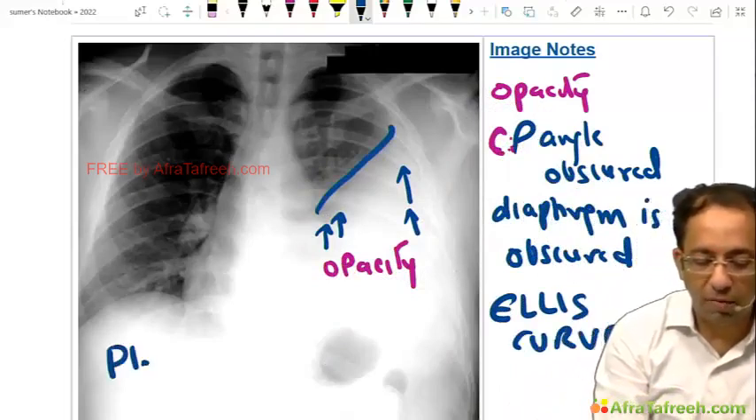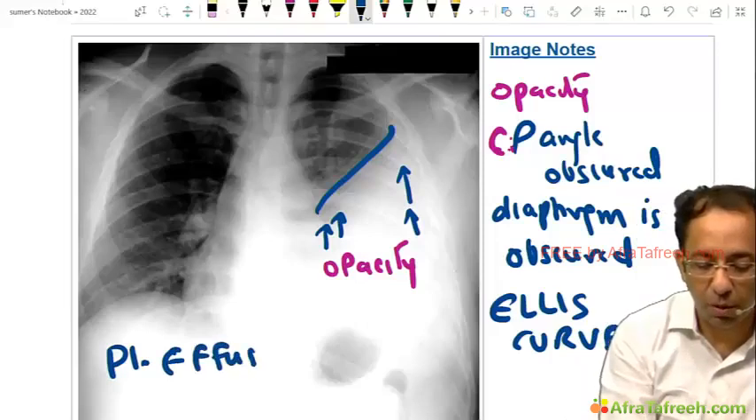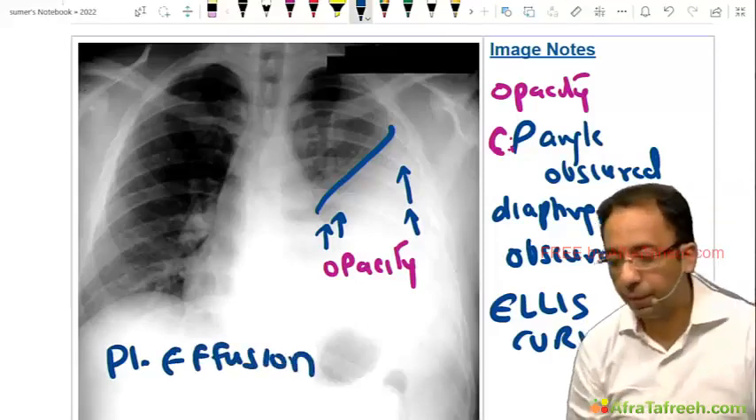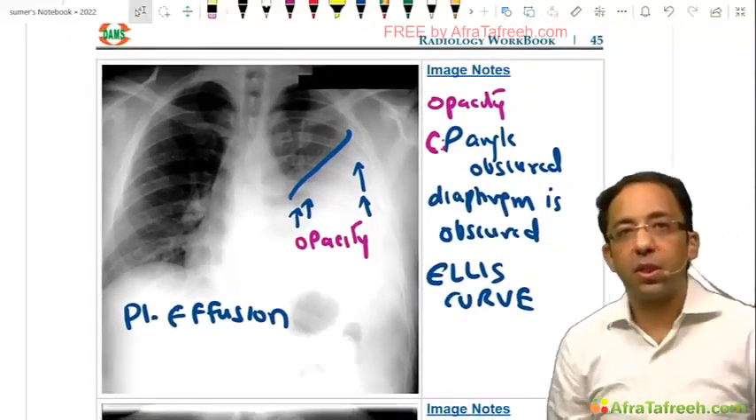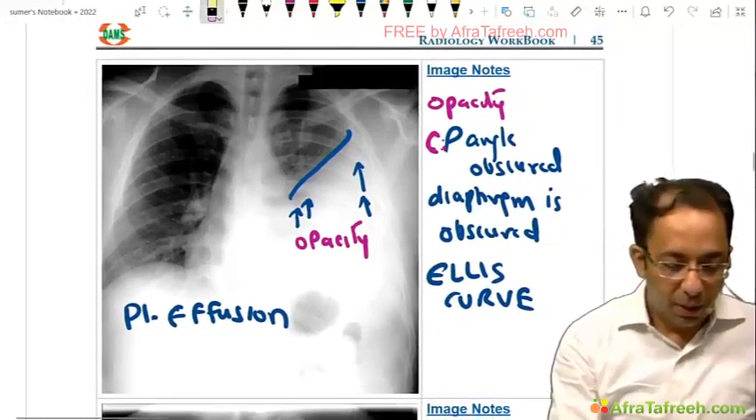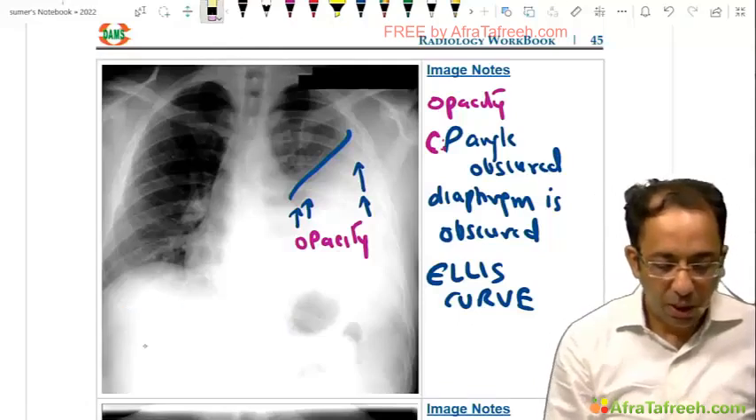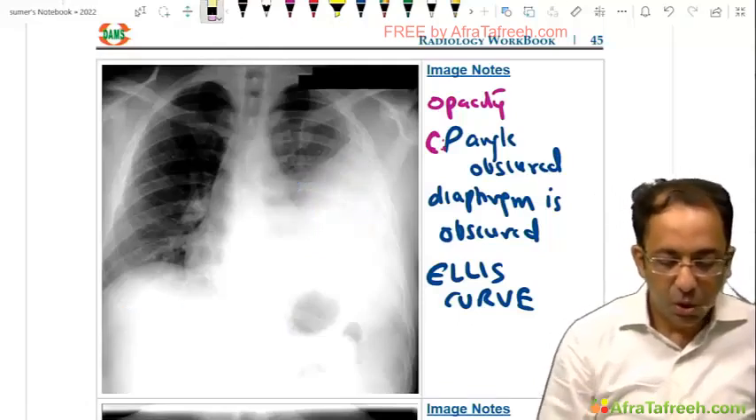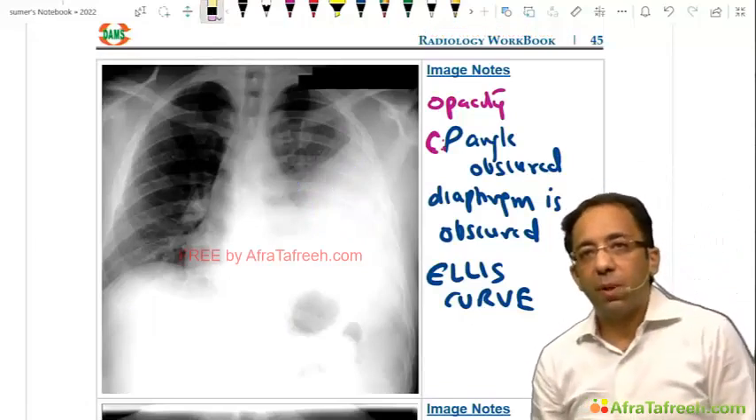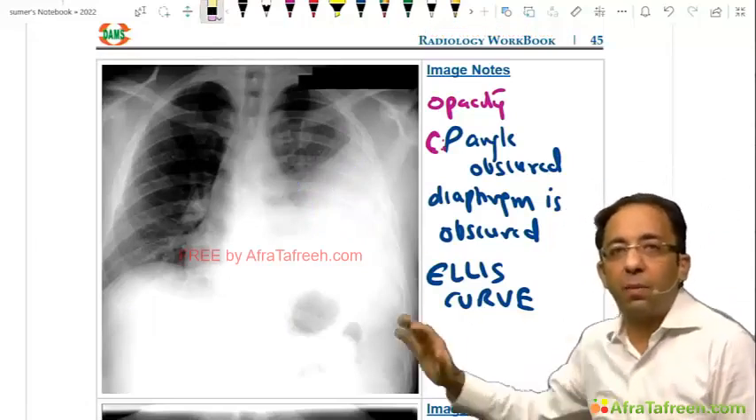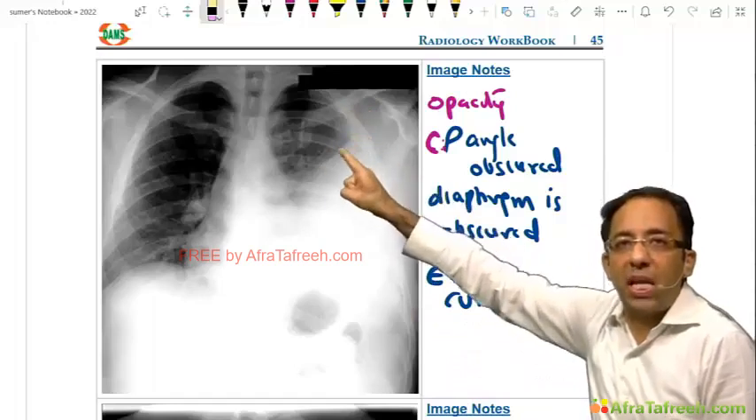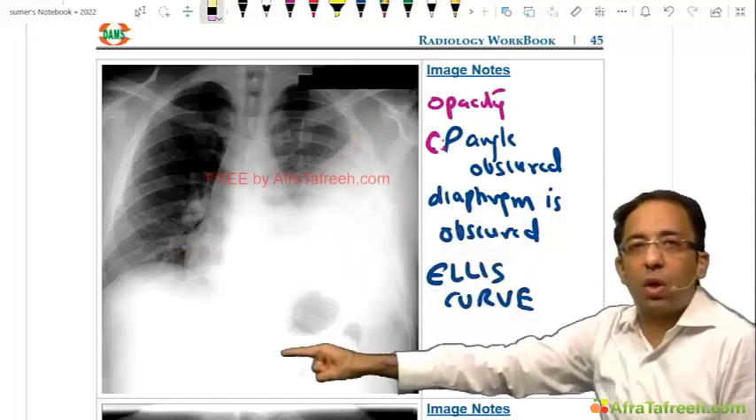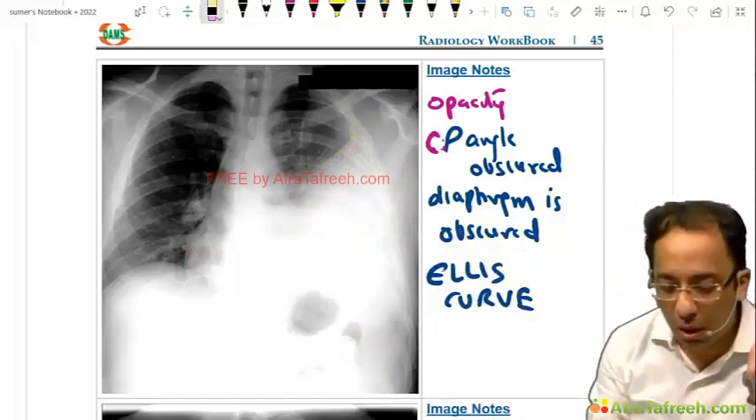These are all X-ray findings of pleural effusion. Are you clear? Are you able to answer this? So now I'm again repeating. There is an opacity on the left side which is causing obscuration of the CP angle, obscuration of the diaphragm, and it shows a peak more laterally. It shows an Ellis curve on the top, which are all findings of pleural effusion.